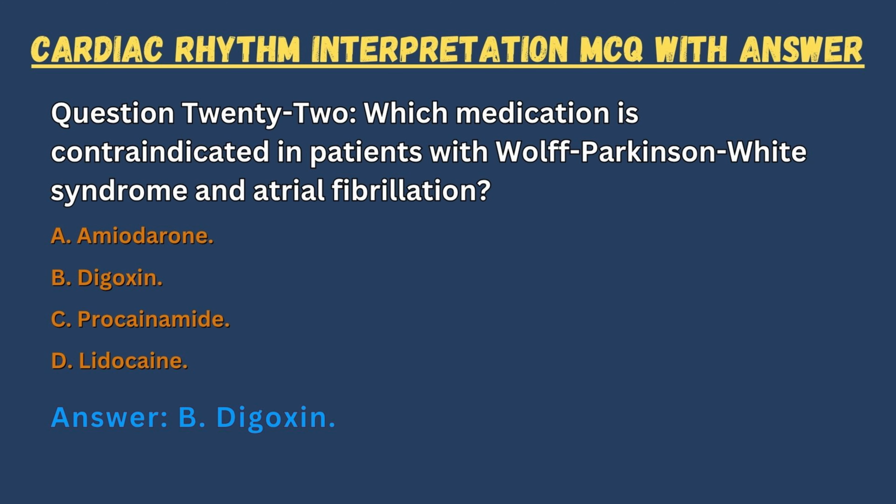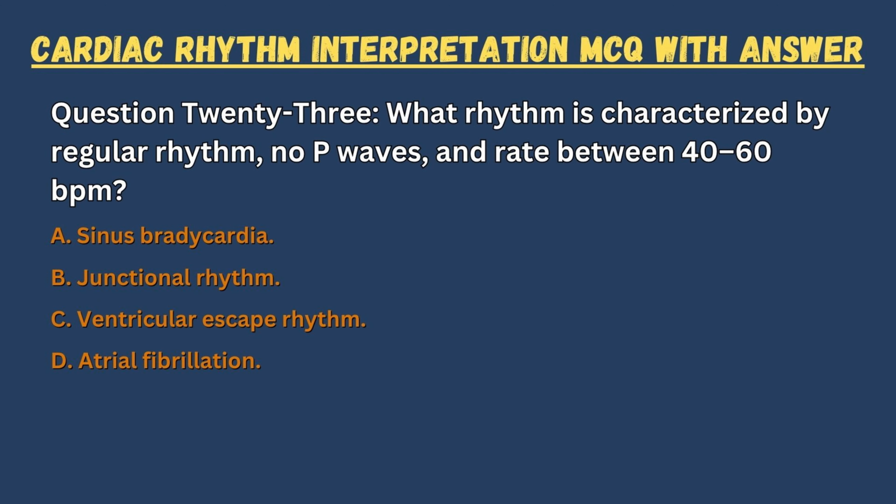Answer: B. Digoxin. Question 23. What rhythm is characterized by regular rhythm, no P waves, and rate between 40 to 60 BPM? A. Sinus bradycardia. B. Junctional rhythm. C. Ventricular escape rhythm. D. Atrial fibrillation.